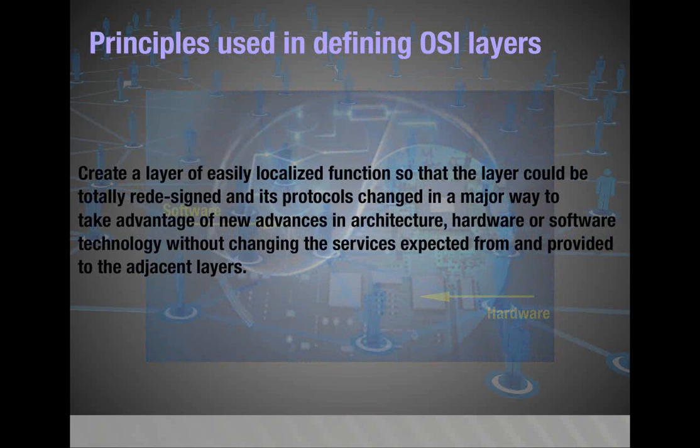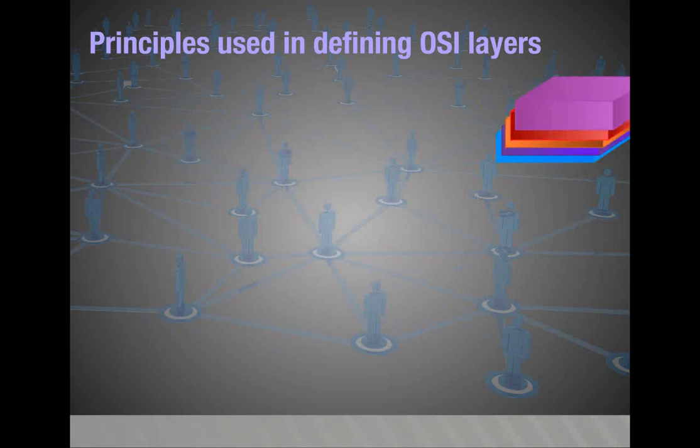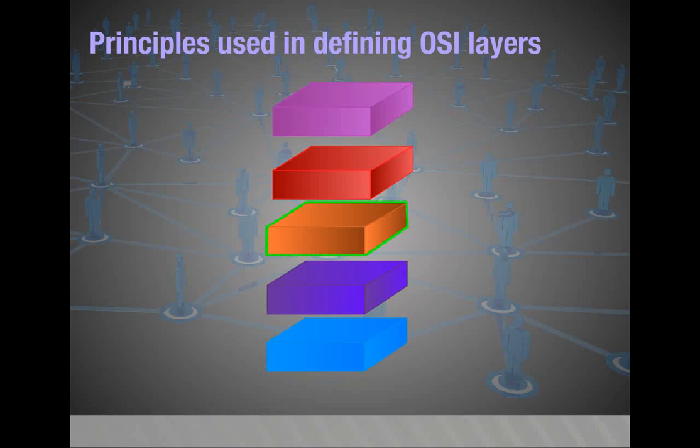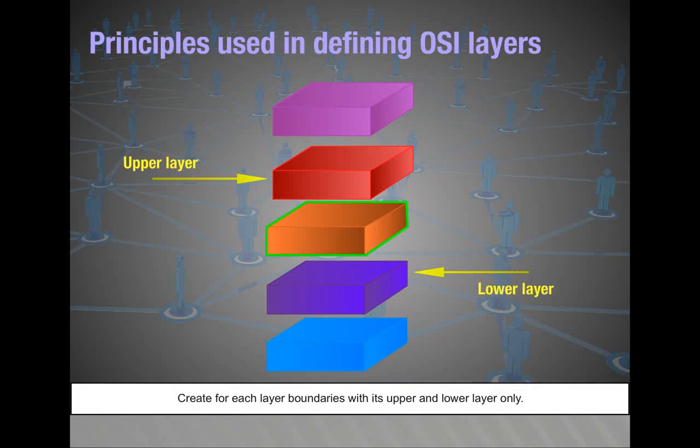Create a layer of easily localized function so that the layer could be totally redesigned and its protocol changed in a major way to take advantage of new advances in architecture, hardware, or software technology without changing the services expected from and provided to the adjacent layers. Create a boundary where it may be useful at some points in time to have the corresponding interface standardized. Create for each layer boundaries with its upper and lower layer only.